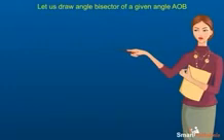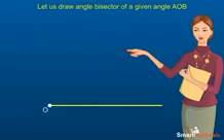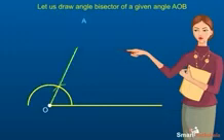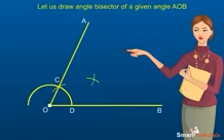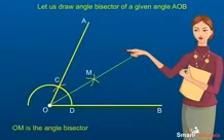Step 1. With O as center, draw a semicircle that cuts both the rays of the angle AOB at C and D respectively. Step 2. With C as center and radius more than half CD, draw an arc in the interior of the angle. Step 3. With same radius and D as center, draw an arc in the interior of the angle that cuts the previous arc at M. Then, OM is the required angle bisector.